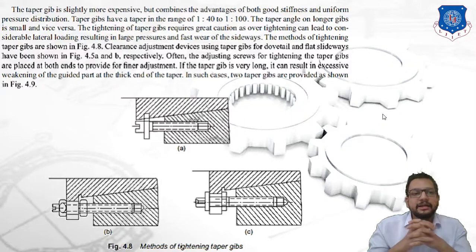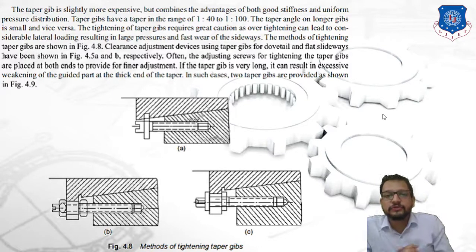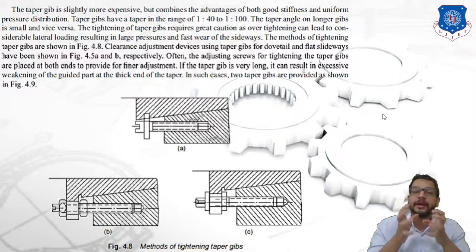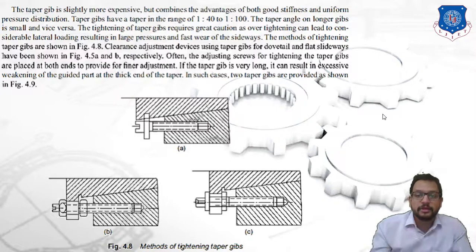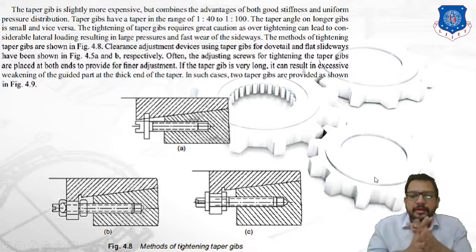The method of tightening taper gibs has been shown in this diagram. The clearance adjustment device using taper gibs for dovetail and flat slideways has been shown. Now more often the adjusting screws for tightening the taper gibs are placed at both the ends to provide a finer adjustment. If the taper gib is longer, it can result in excessive weakening of the guided part at the thick end of the taper. So over here you can see this diagram.